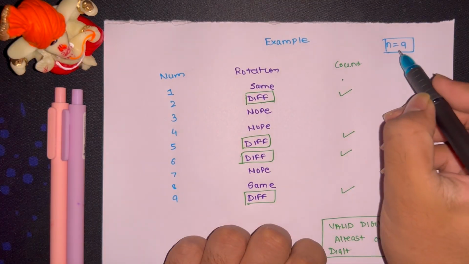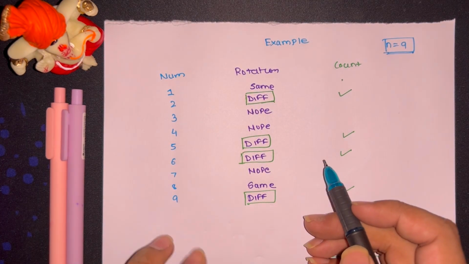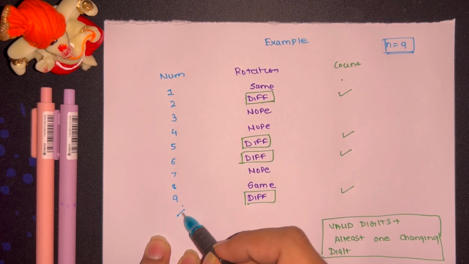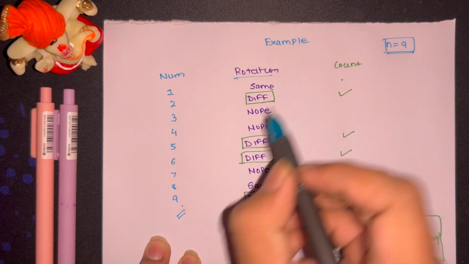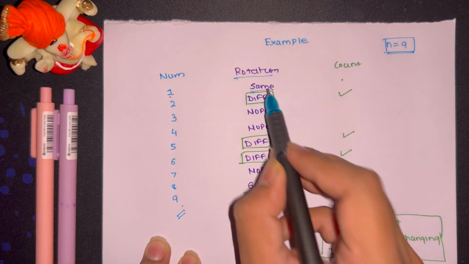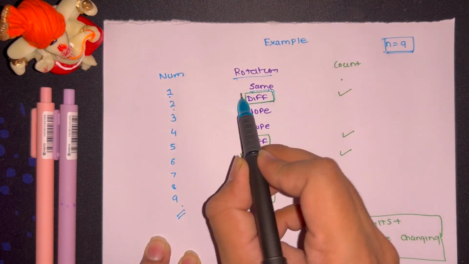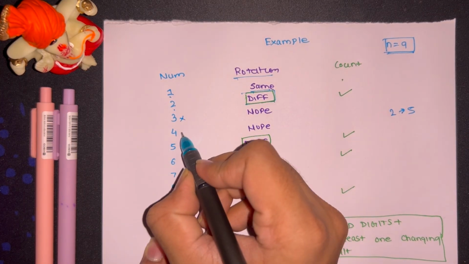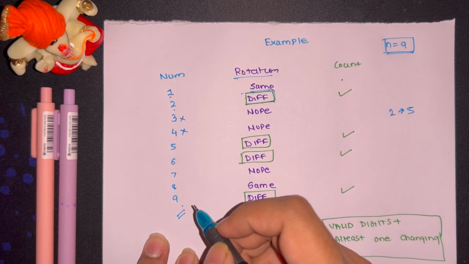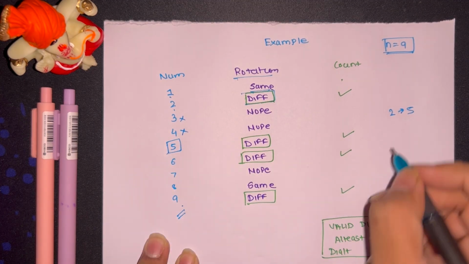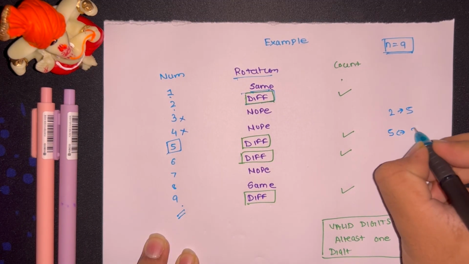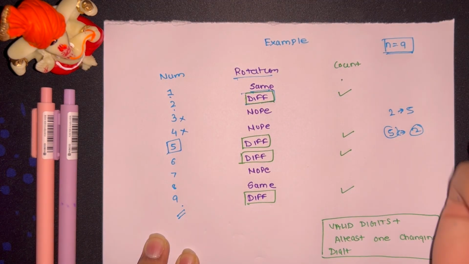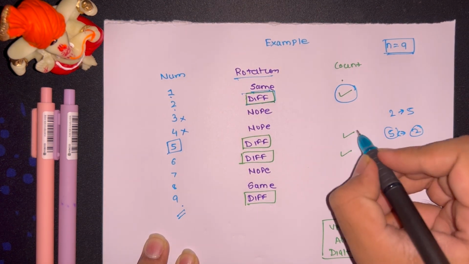Consider we have been given n equal to 9. I have just listed the numbers from 1 to 9. Let's see what we get after rotation. When we rotate 1, we get the same value. When we rotate 2, we get a different value, because 2 can be converted to 5. Similarly, 3 will not give us any value, 4 will not give us any value. 5 will be a good number because 5 can be converted to 2. If we go through the example, we will get 4 good numbers.